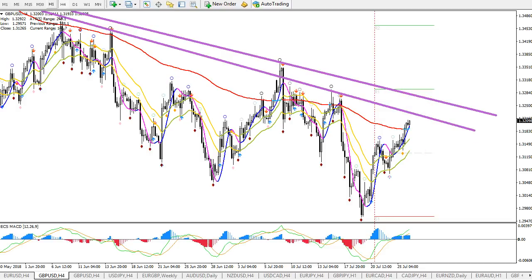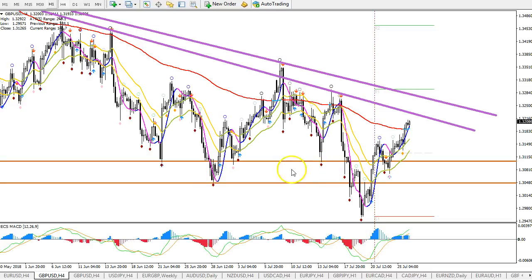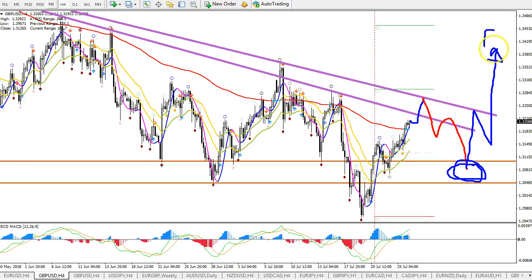I think it could go, for instance, to a level like here or a level like here, which could be head and shoulders levels. So you might see this upside, ABC down, bounce at the head and shoulders level, up, down, and up to break above the downtrend channel, and complete the ABC that we expect on the pound dollar.